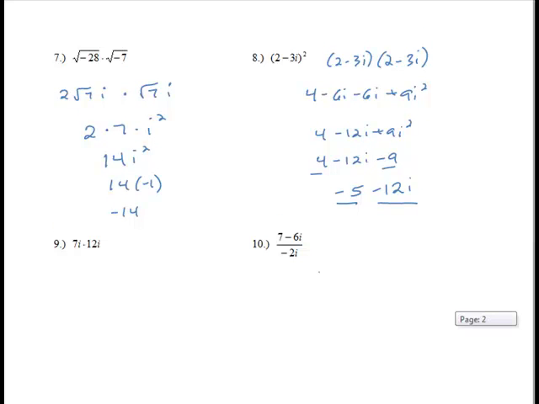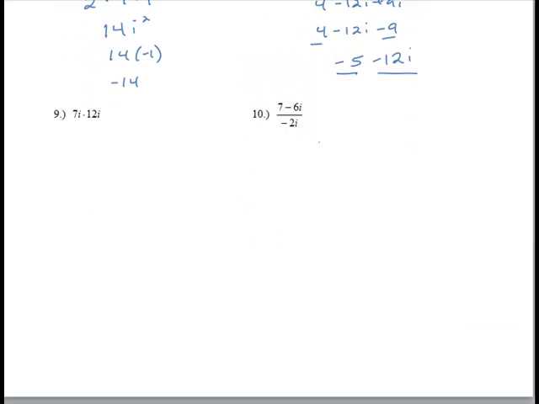Number 9, 7i times 12i. So remember, treat it like a variable. These complex numbers, the i's, give us 84i squared, which simplifies to negative 84.